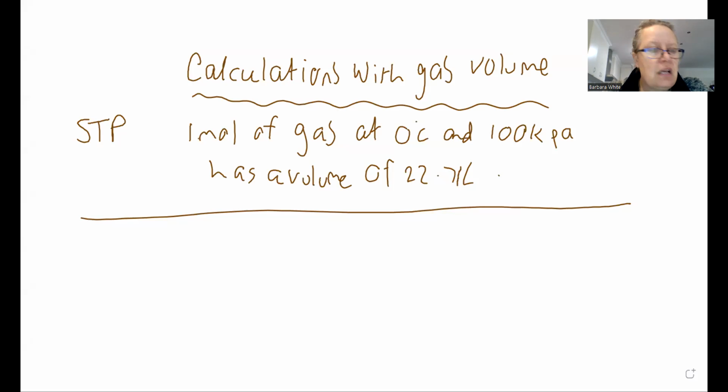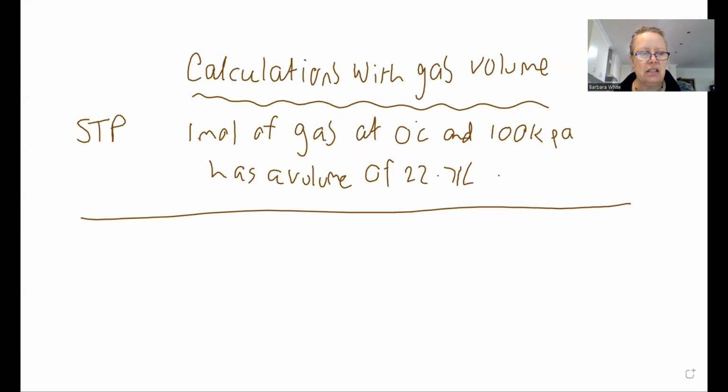Good morning, Year 11s. I want to go through a couple of these gas calculation questions with you, just in case you're having trouble, especially if you weren't here last week. So last week, we established that the things that affect the volume of a gas are the temperature of the gas and the pressure, but not what gas it is.